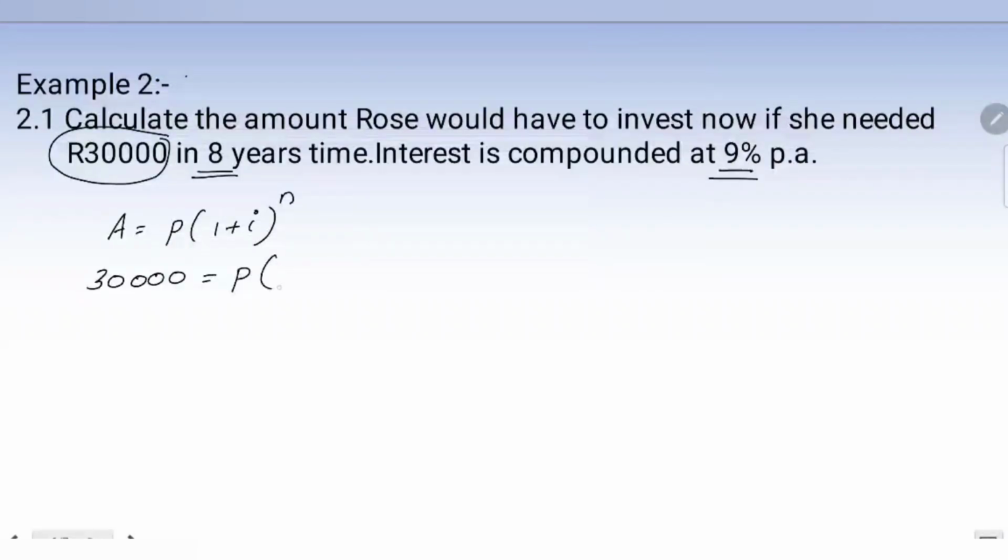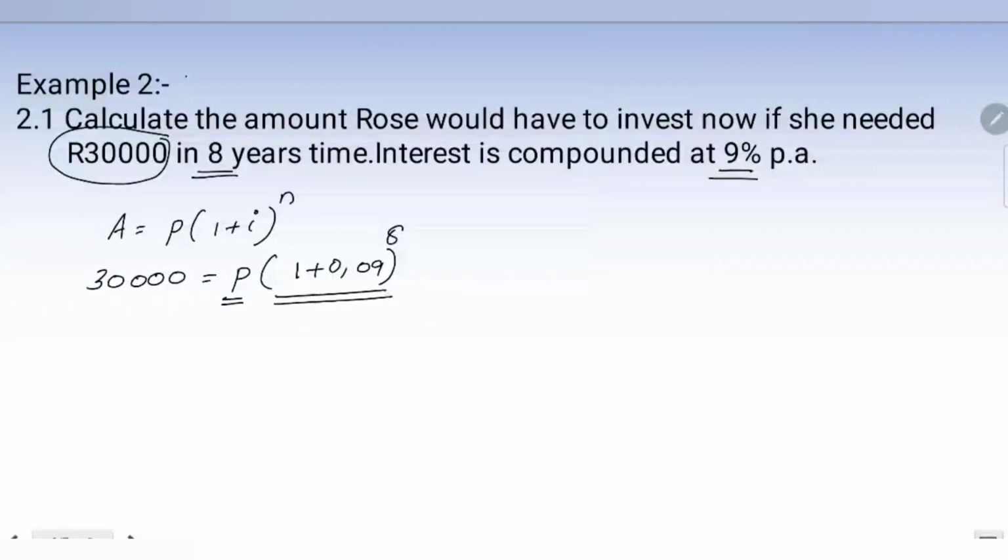And P is missing there. 1 plus i is 9 over 100, that is 0,09 to the power n. n is 8 years. Is it fine? Now we are going to do the calculation, simplify and find the value of P. So P is the only variable here on the left hand side.